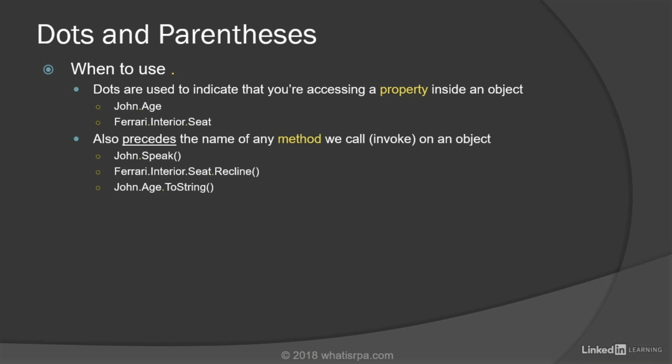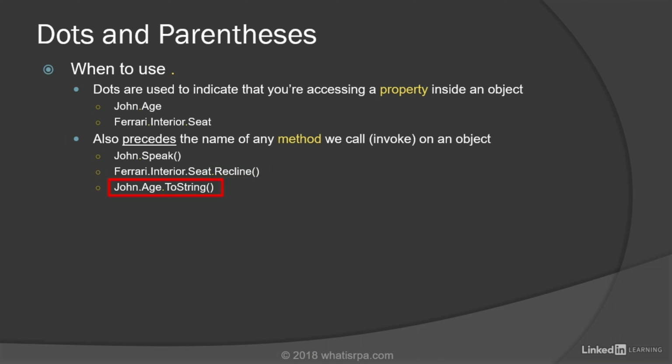We also use dots to precede the name of any method that we call. And calling a method is referred to as invoking that method. So for instance, if I want my John object to speak, I would type john.speak. If I want to recline the seat of my Ferrari, I would tell my Ferrari object's interior seat to recline. And I use the dot to indicate that I'm calling that method of the seat object.